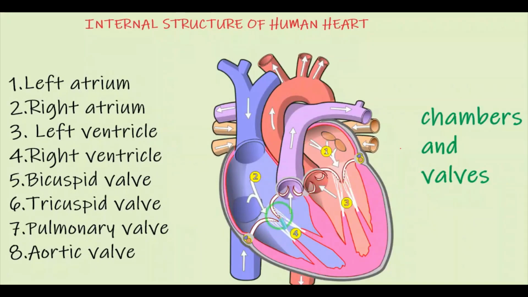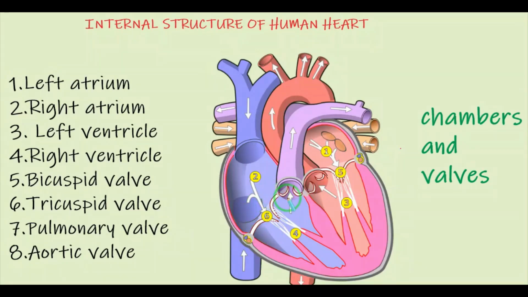Now we can see the valves. First, what is the use of the valve? Valves prevent backflow of blood. Use is to prevent backflow of blood. So first valve is known as bicuspid valve. This is the bicuspid valve. Another name is mitral valve, bicuspid or mitral valve. Then second valve is known as tricuspid valve. This is the tricuspid valve.